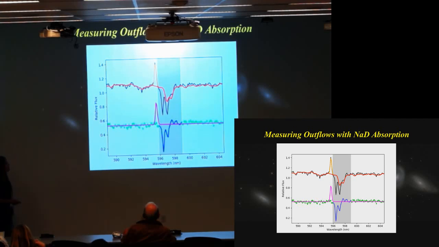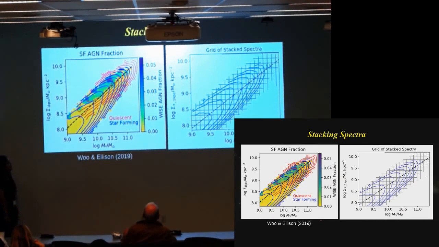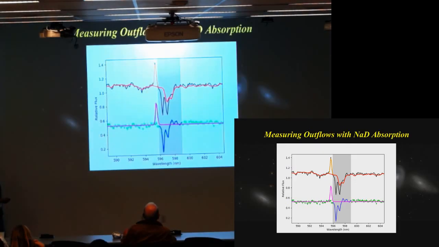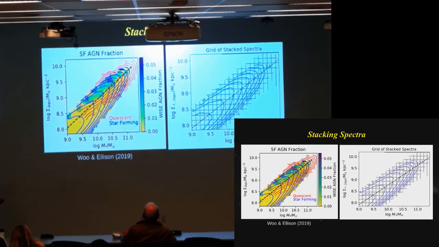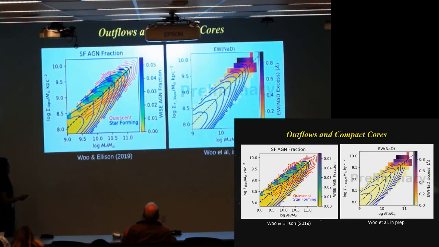Okay, but in order to do this kind of analysis, you need to have high signal to noise. So what we decided to do was to take this diagram, divide it up into a grid, stack the spectra of the Sloan galaxies in each of the grid cells, and fit the sodium D lines, and see what you get. And this is the result of that exercise.